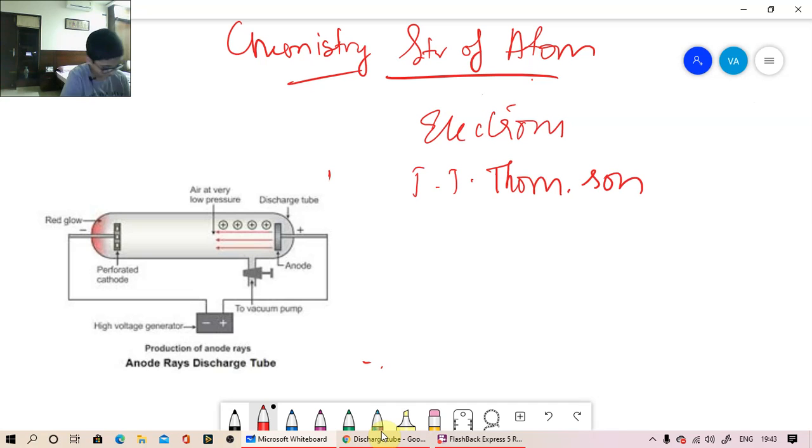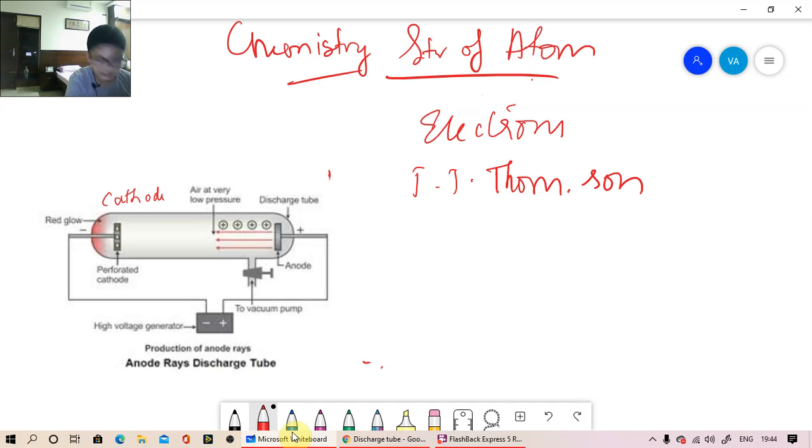J.J. Thomson took a discharge tube. Here it's a perforated cathode, but in terms of electrons it was not a perforated cathode. He took two metal electrodes, that is anode and cathode, and connected them to a battery of high voltage. The electrode connected to the negative terminal is called cathode, the positive terminal is called anode, you know that. The tube was connected to a vacuum pump for controlling the pressure inside the discharge tube, and air was introduced into the discharge tube.